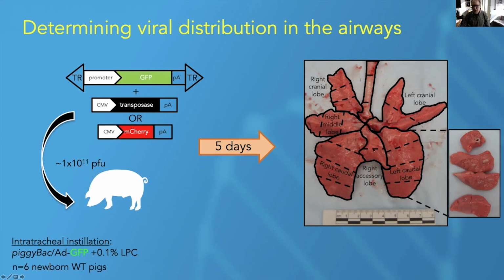After 5 days, we collect lungs. This is what a lung looks like. It has 6 lobes. Each lobe is cut up into smaller pieces. We looked at RNA and DNA, all by qPCR, and we found widespread evidence of vector localization in all regions of all lungs of all animals. So you get really nice distribution based on PCR.